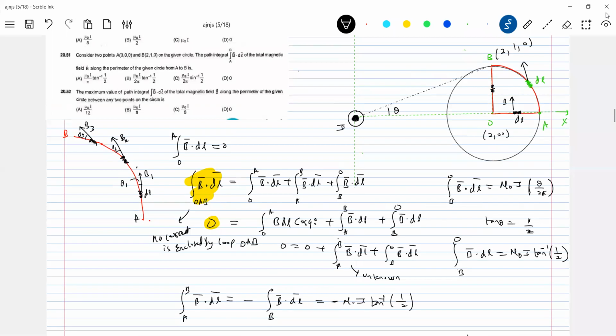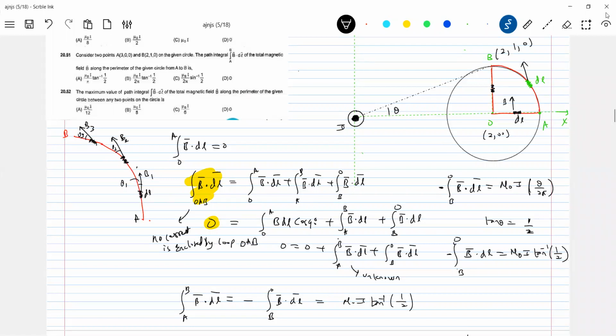Sir, for B2O, you should write minus sign there because the angle between B bar and DL bar is 180 degrees. The limits are from B2O. Okay, okay, B2O. Okay, here only I'll bring that negative sign. That'll be okay.